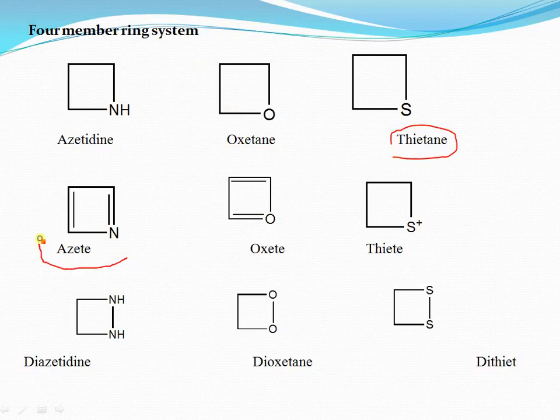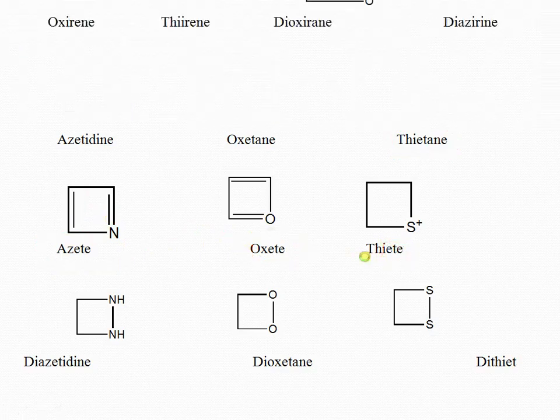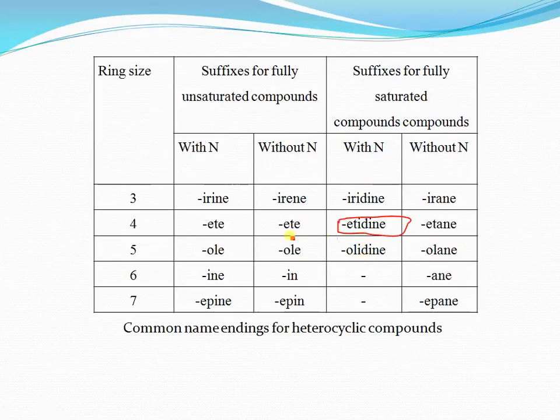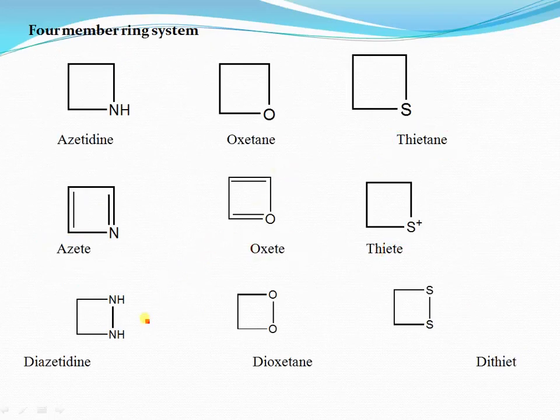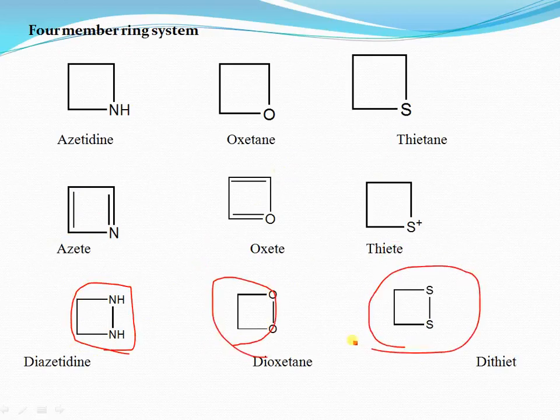Like this, azete. It is unsaturation with nitrogen. It is oxete. ETE is the last, and like this, 4-member ETE. This is used for both with and without nitrogen for unsaturation. So like this, diazetidine, dioxetane, dithiete.